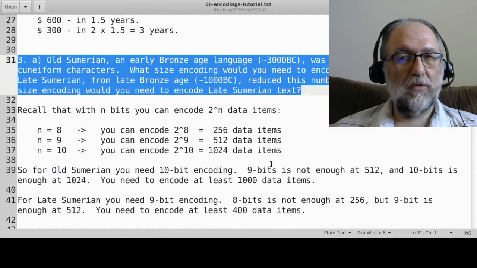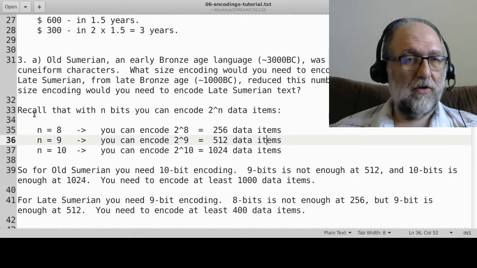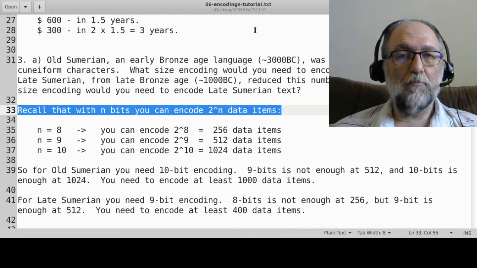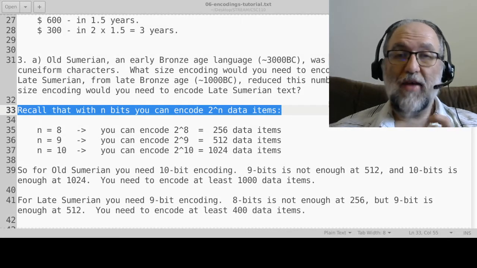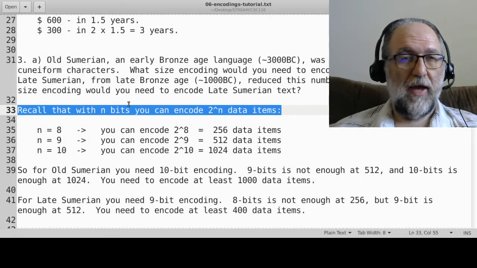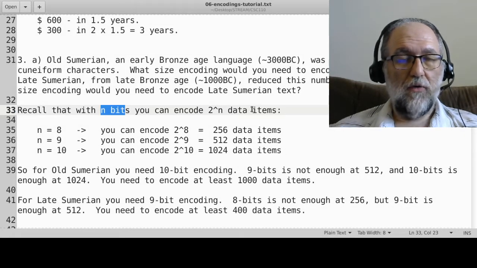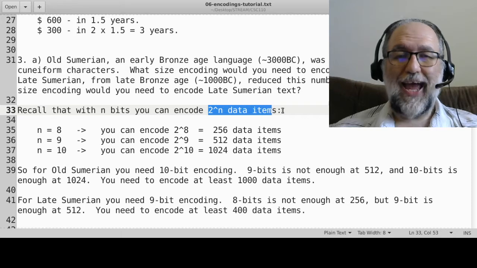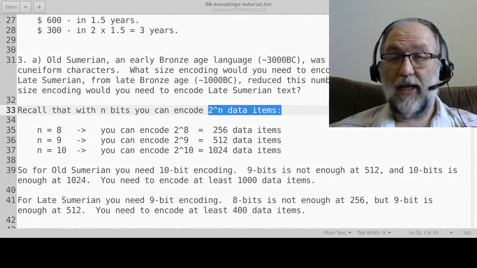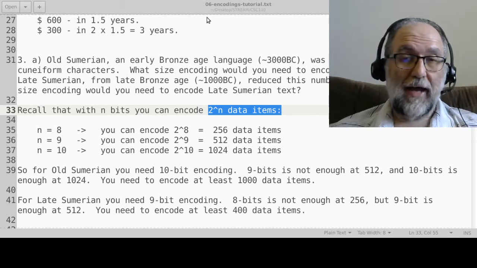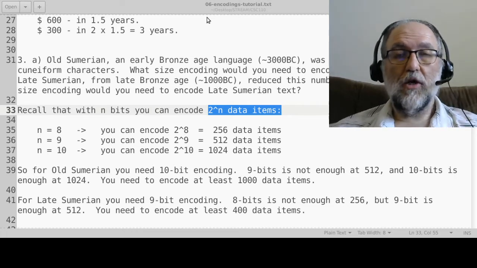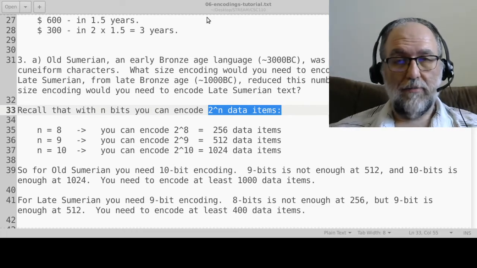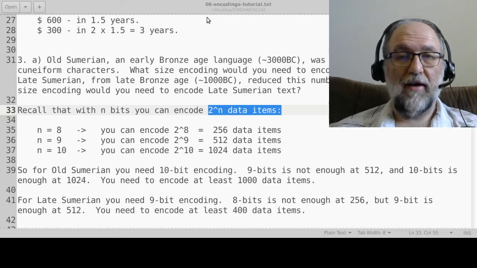If you need to encode 1,000 characters, how many bits would you need? Well, just remember that chart that I gave you. If you have n bits in your encoding, you can encode 2 to the n data items. So n is just any number you like. Say it's 5. Then you can encode 2 to the 5 data items, and 2 to the 5 is 2 times itself 5 times.